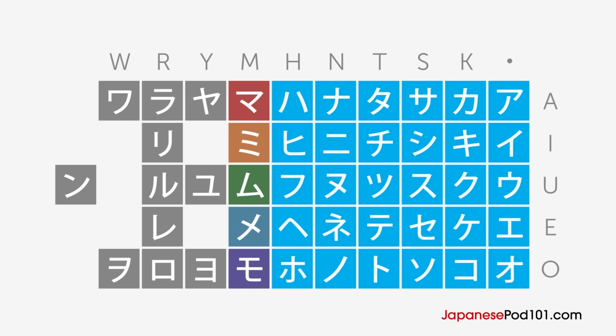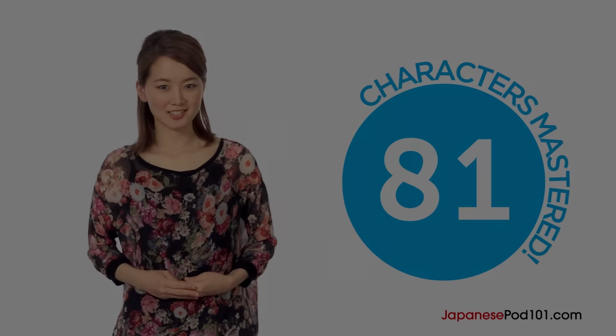Okay, let's wrap up this lesson by recapping what you've learned. In this lesson, you learned the katakana characters ma, mi, mu, me, and mo. よくできました。You've now mastered 81 Japanese characters.